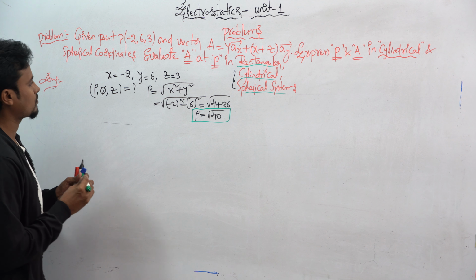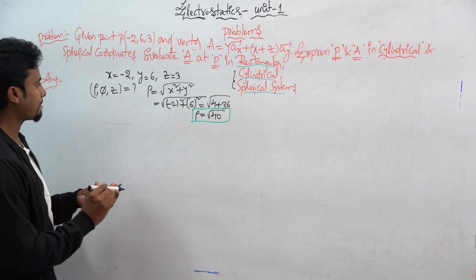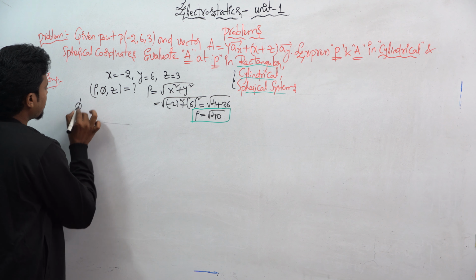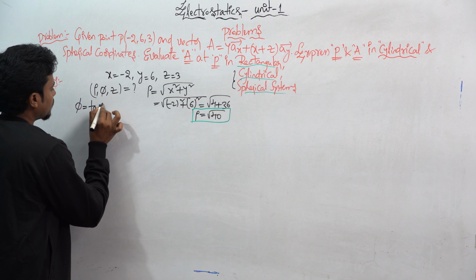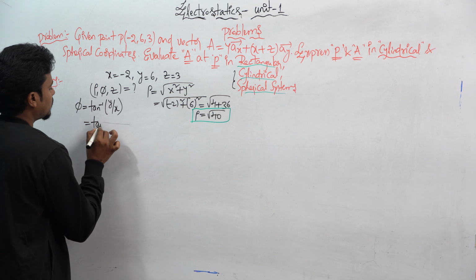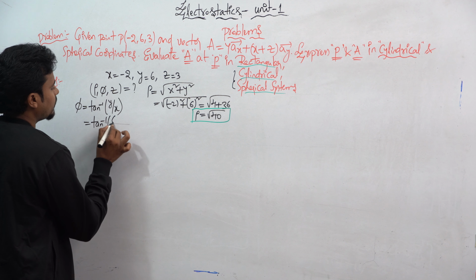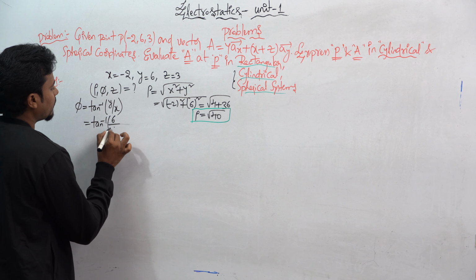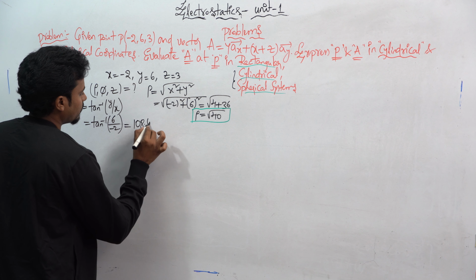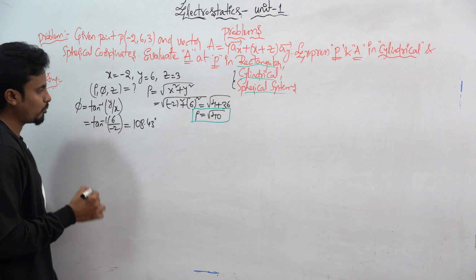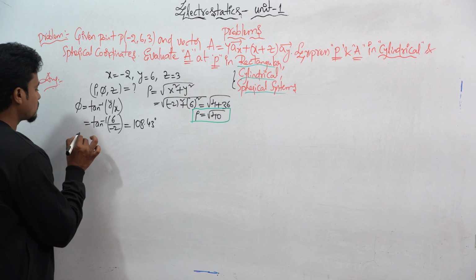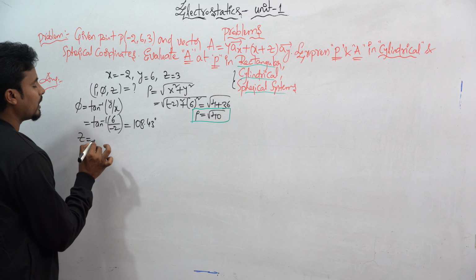Next, what will be the formula for phi? Phi is equal to tan inverse of y divided by x. Y is 6 divided by -2, and if you solve this you will get 108.43 degrees. Okay, put it in on CAD. And what will happen to z? Z is common, z will be 3.